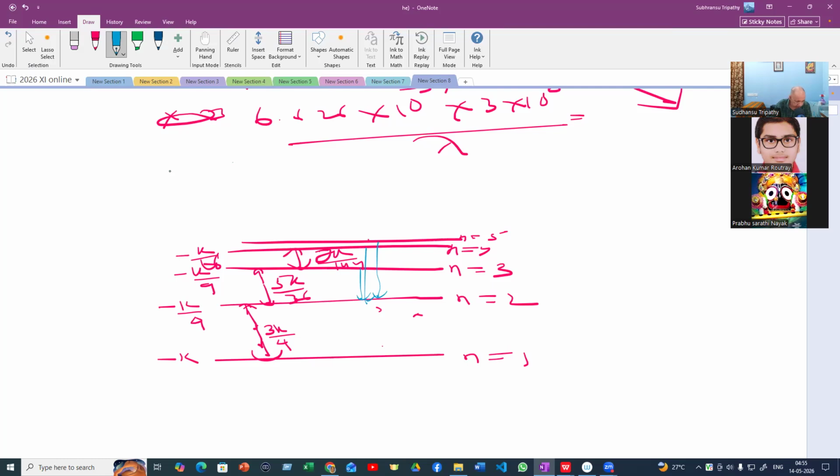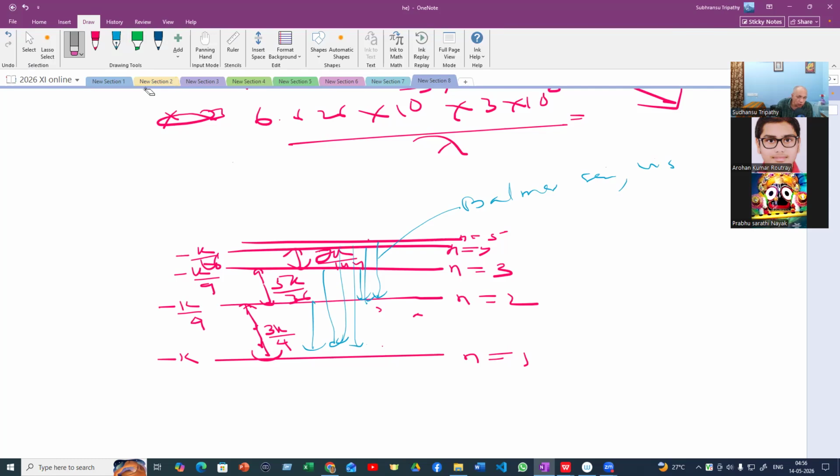Sir, question series. It ends at 2: 3 to 2, 4 to 2, 5 to 2. Yes, Arohan. Sir, Balmer series and visible region. Yes, because if all end at 1, 2 to 1, 3 to 1, 4 to 1, 5 to 1, that will be in the ultraviolet region, UV region, and that is called the Lyman series.